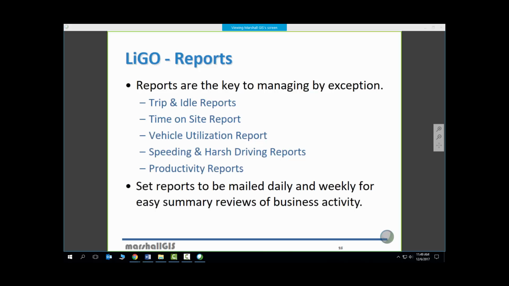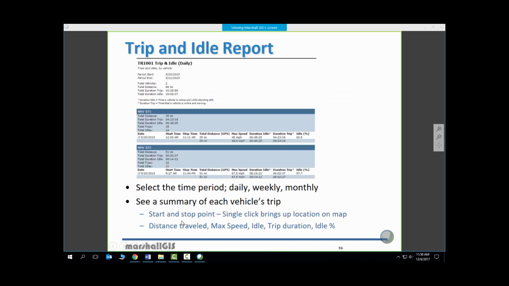So trip and idle, time on site, vehicle utilization. So depending on, again, who needs to see what reports, you can set the permissions for different groups to see certain reports based on their roles in the system. And again, as you get down the road, you may narrow it down to just street sweeping versus snowplow, and then they may just want to see those specific reports, and all that is set up based on the permissions in the system. So here's an example of the trip and idle.